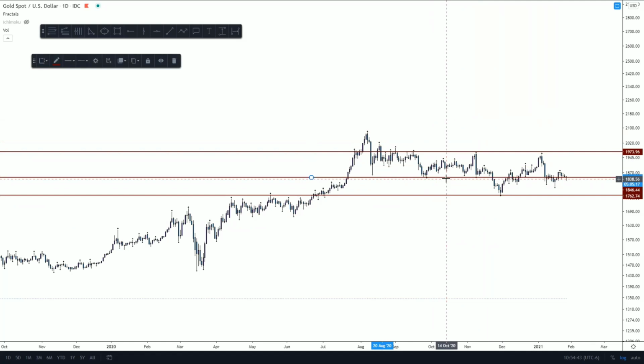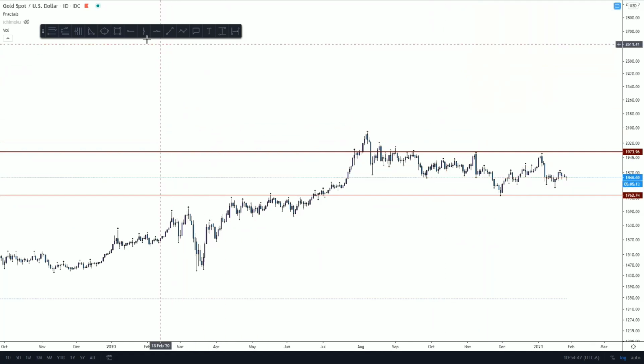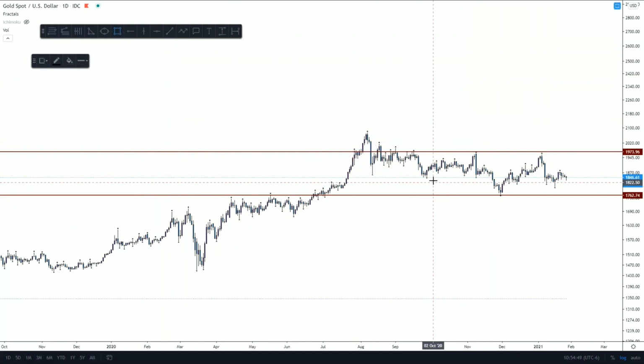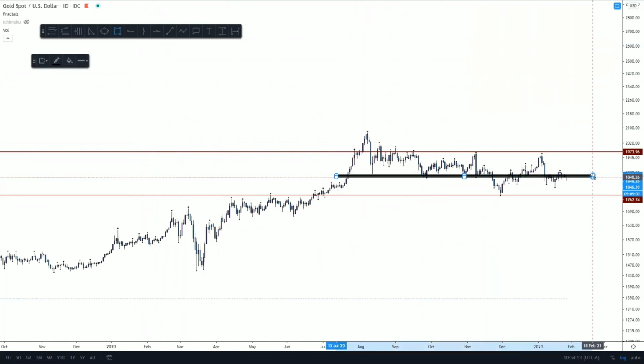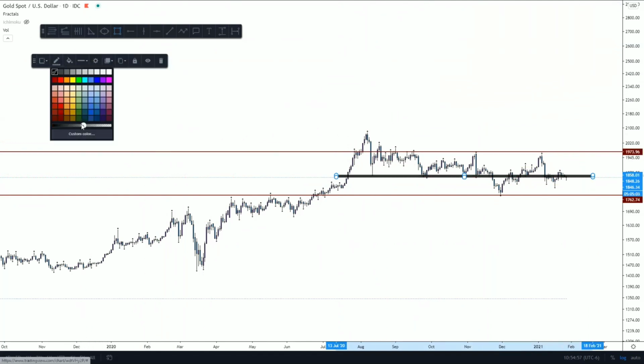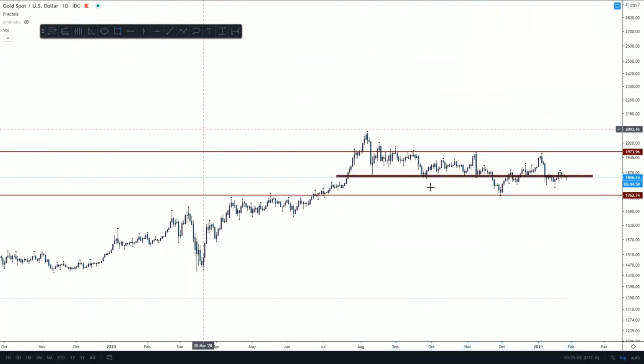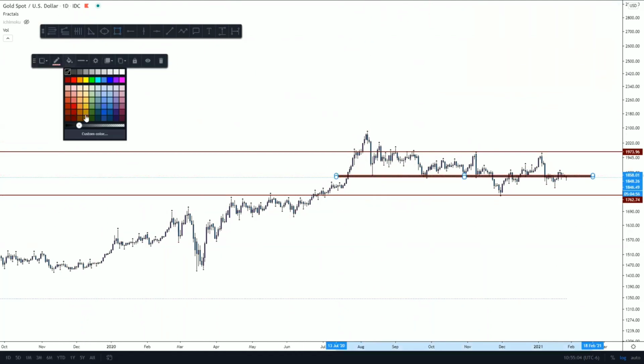Another way to draw support and resistance, because support and resistance is not exactly a line, it's a level or an area. So you see how there's fractals in here. We could actually zone it and box it in like this. When we do that, let's go ahead and clean it. Let's do this. And there we go.